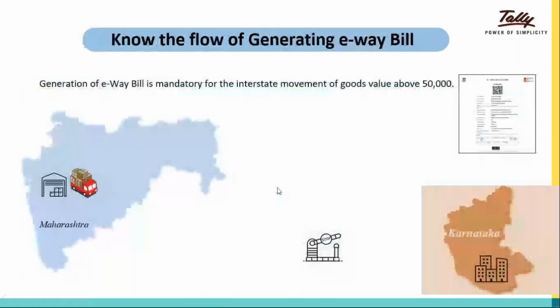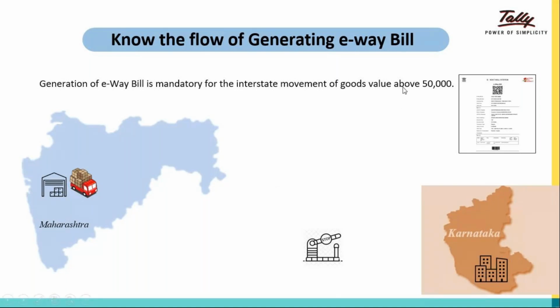Okay, now let us understand the flow of generating the e-way bill. This is for the interstate movement of goods. That means there are two different states involved, and the transportation is taking place between two different states. As I told you, the goods value will be above 50,000.